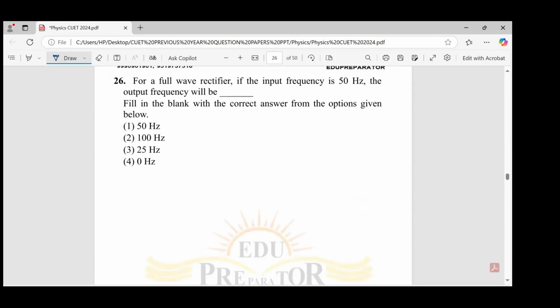26, we know that a full wave rectifier has double the frequency. So without looking left and right, you just simply take 100. So the frequency will be 100.